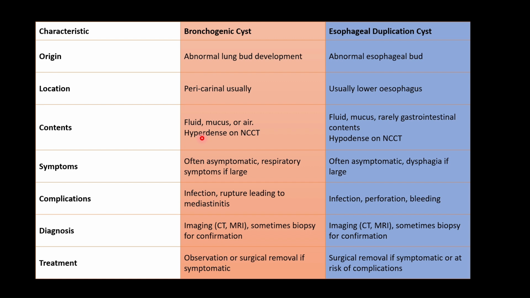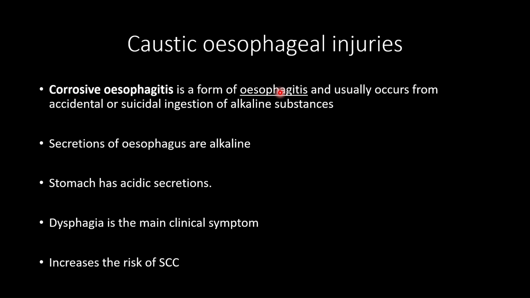And esophageal duplication cyst has no cartilage, and obviously, since it's a GI tract structure, it shows a gut signature on ultrasound. Whereas bronchogenic cyst, which appears hyperdense on NCCT images, shows the presence of cartilage within, which is unique to bronchogenic cyst and not seen in esophageal duplication cyst.